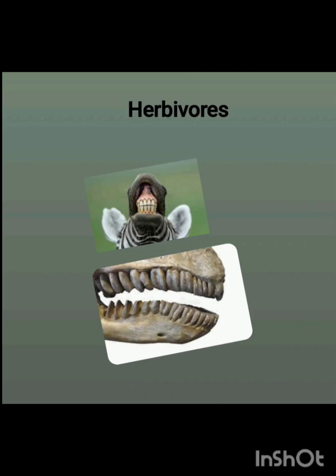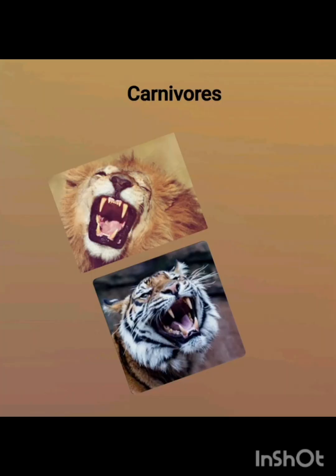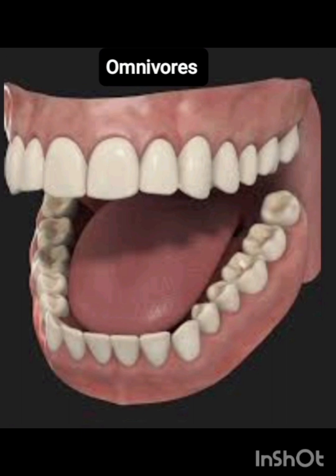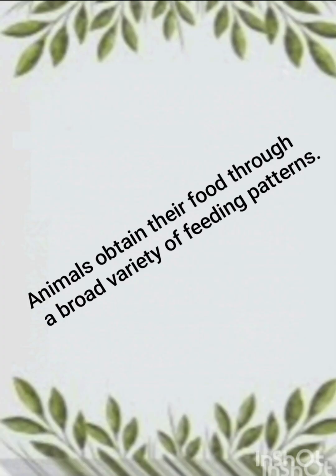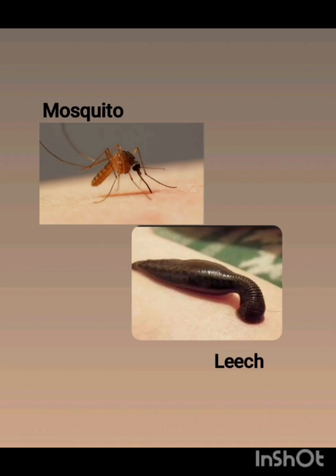Herbivores have sharp front teeth for biting and strong broad teeth for chewing. Carnivores possess sharp, pointed and curved teeth for tearing the flesh. Omnivores have strong grinding teeth for chewing flesh and bones. Animals obtain their food through a broad variety of feeding patterns.